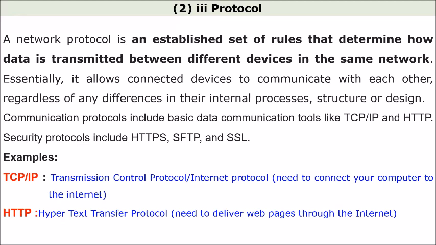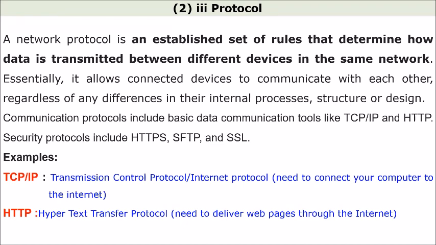Therefore, we can identify the protocol as a set of rules and procedures that should be followed by all the devices in the network. There are different types of software available. Here they are giving some examples. One common example is TCP/IP. TCP stands for Transmission Control Protocol, and IP for Internet Protocol. Especially we need this protocol if you want to connect your organization network system or your personal computer with the internet. If you are connected with the internet, you must need TCP/IP.